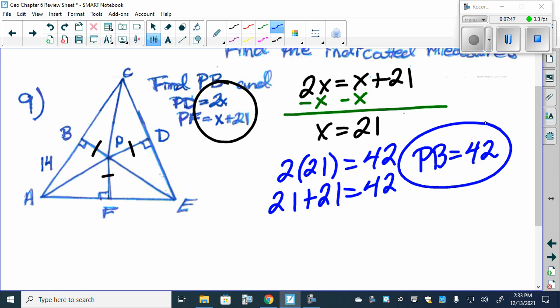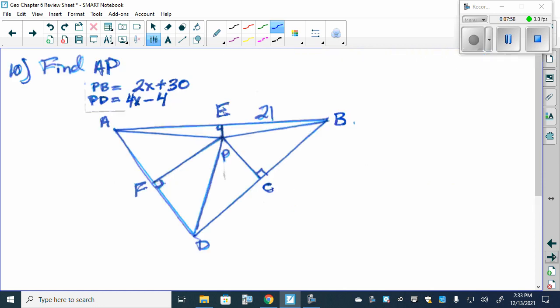So again, we're still setting them equal to each other, solving for the value of x and plugging it back in. Any questions on this here? Questions on number 10?